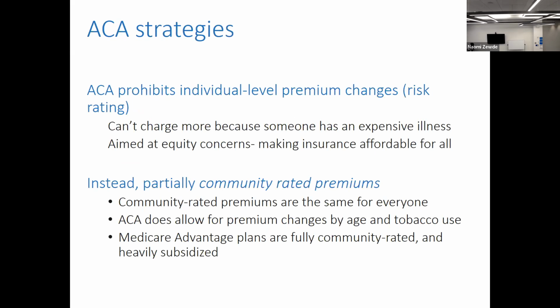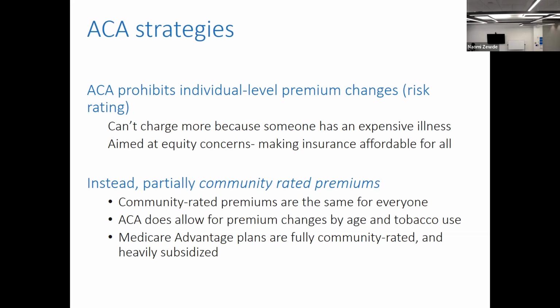Really not a solution. So the ACA prohibits individual level premium changes, like risk rating. They can't rate the premium based on risk. And so they have community rated premiums, but it's actually partially community rated because they let age, from the oldest to the youngest, differ by up to a factor of 3-to-1 in terms of the difference in the premiums. And tobacco use can be a 1.5x premium. Not every state does it. I think New York has decided not to.